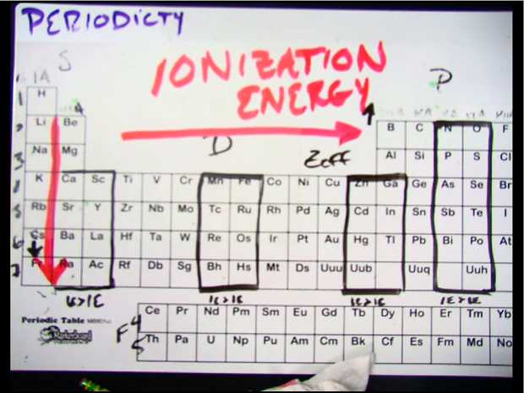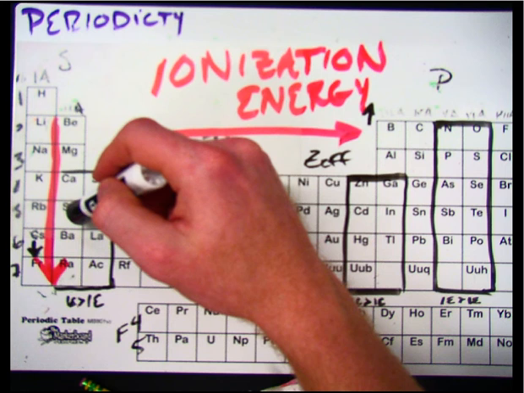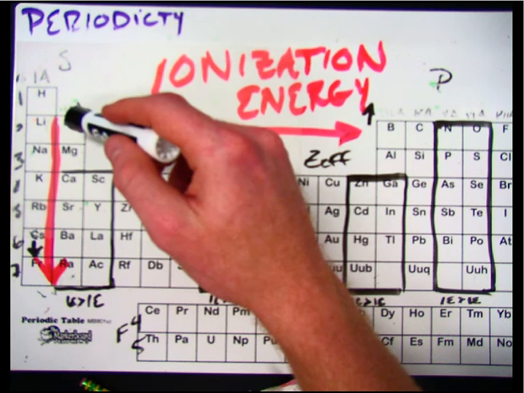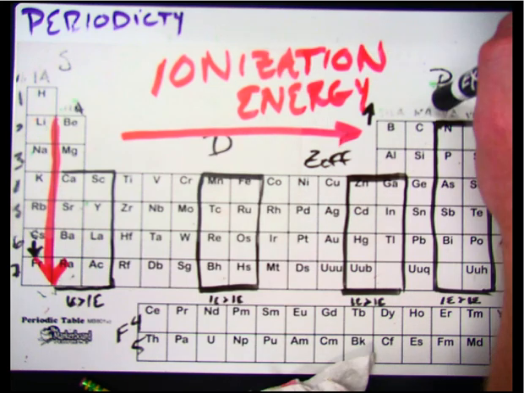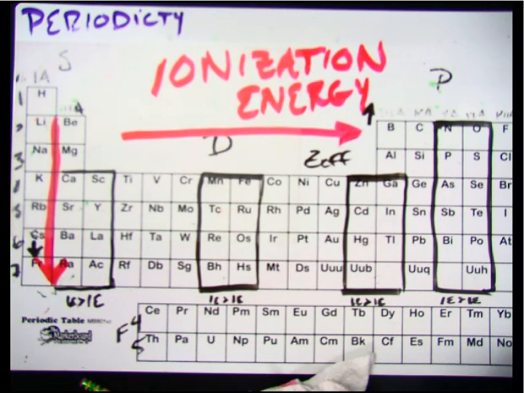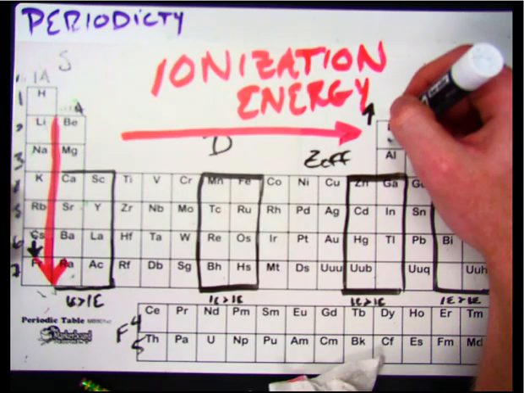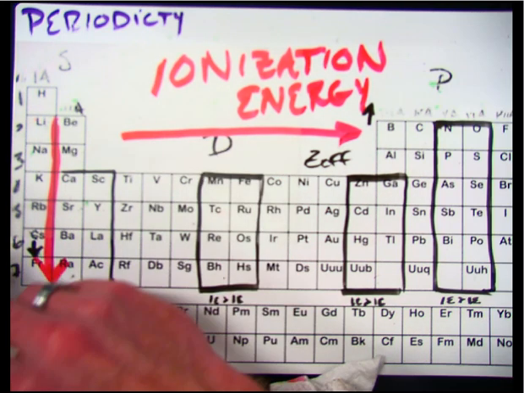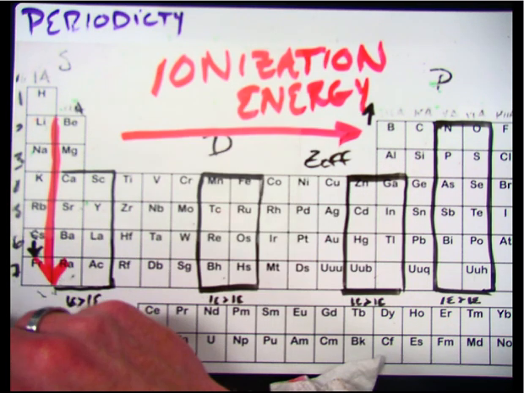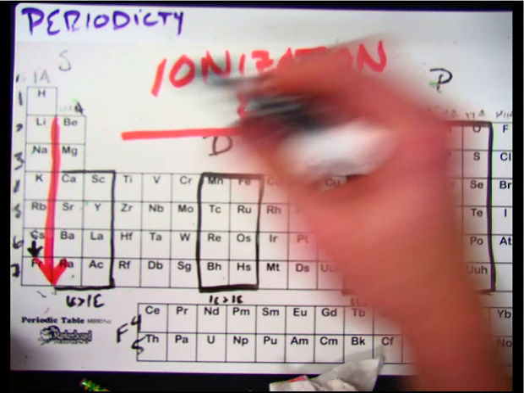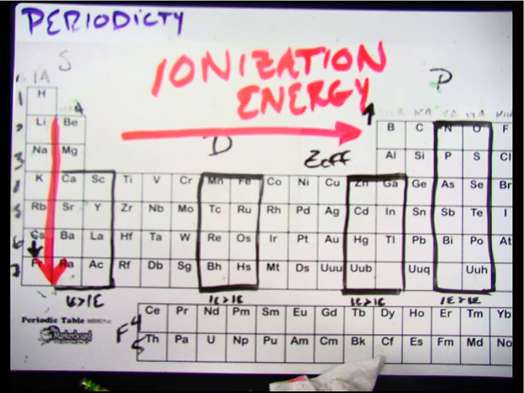Now, why is that? It's because s orbitals are extremely close to the nucleus. Let's focus on one at a time. Let's go from S to P. Beryllium's ionization energy is much, much greater than boron's ionization energy. Why is that? It's because s orbitals are closer to the nucleus. They penetrate closer to the nucleus, and therefore they will require more energy than a p orbital.